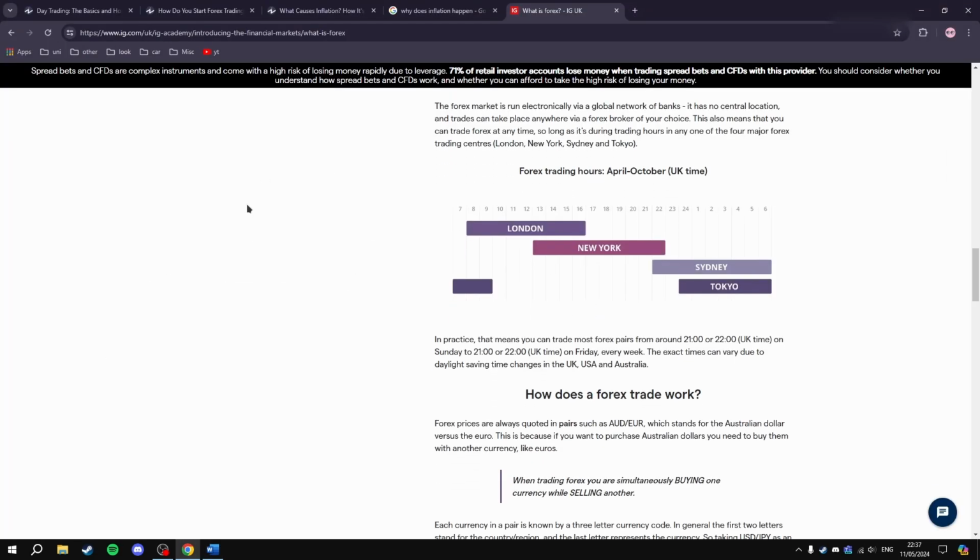The Forex market is run electronically via a global network of banks. It has no central location and trades can take place anywhere via a Forex broker of your choice. This also means that you can trade Forex any time, so long as it's during trading hours in any one of the four major Forex trading centres: London, New York, Sydney and Tokyo.